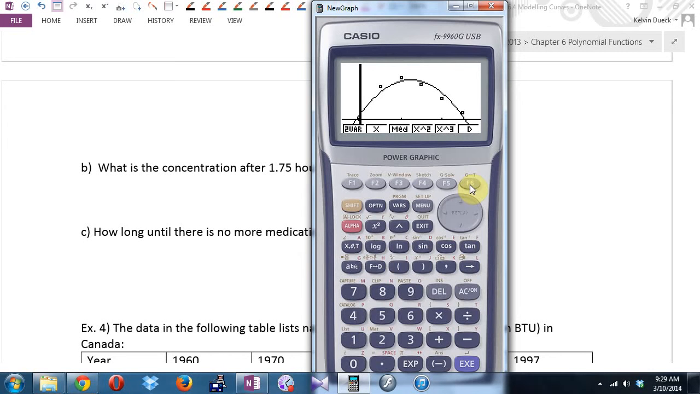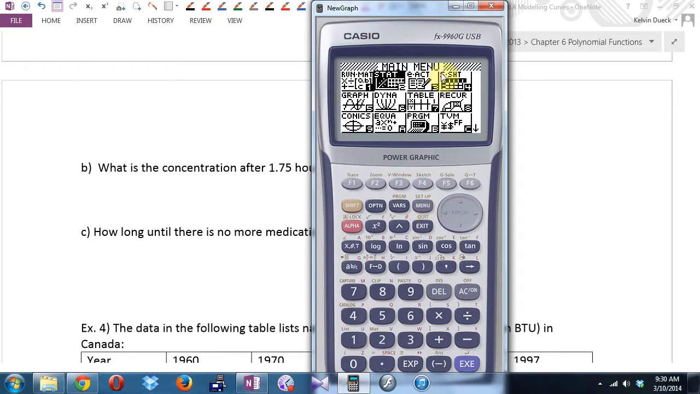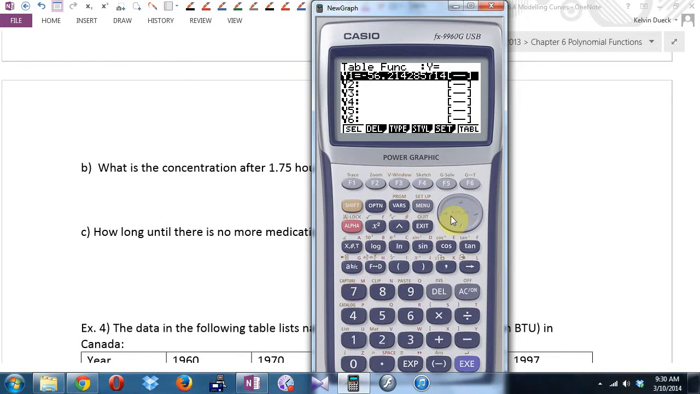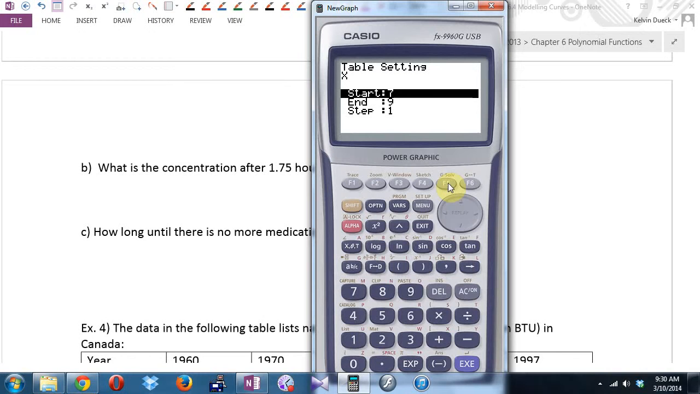How can I find the concentration after 1.75 hours? 1.75 hours, is that a time value or is that a C value? So they're giving me a time. What do they want me to find? A Y value? That's where the table method works really well. So I'm going to go table. I'm going to set the table. How about 1.74 hours to 1.76 hours and go up by 0.1.